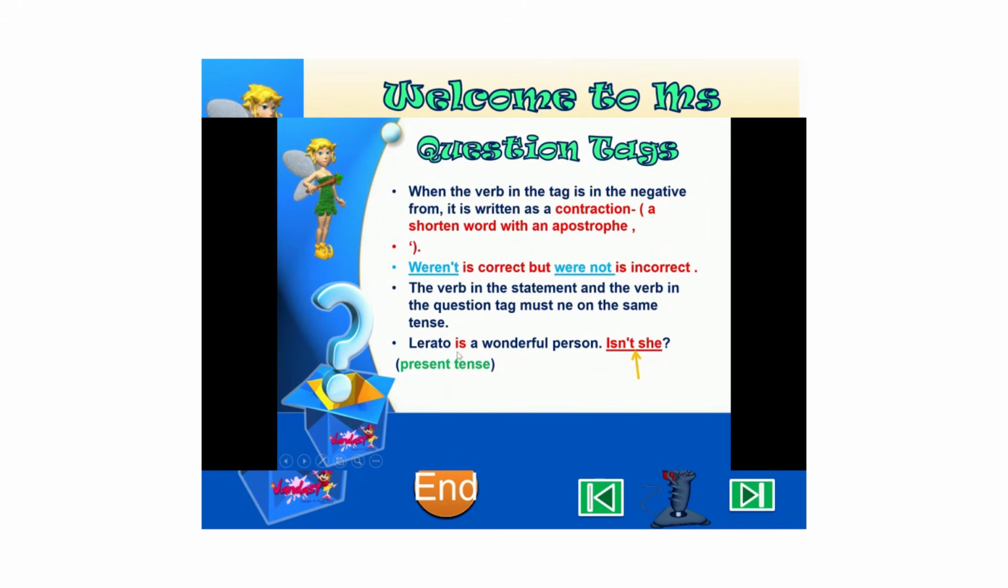Another example here says, Lerato is a wonderful person. Another rule that we need to follow is that the verb in the statement and the verb in the question tag must be in the same tense. Here we have the word is. We are going to use is. We don't change it to become was. So we say Lerato is a wonderful person. The statement is in a positive form, so the question tag must be in a negative form. We take the very same is and contract it to say isn't she? Question mark. That's how we formulate it.